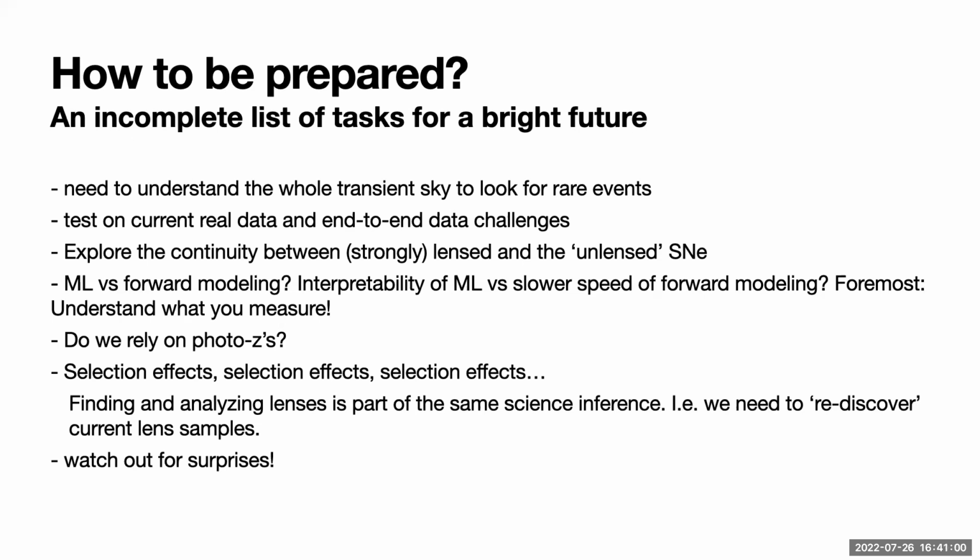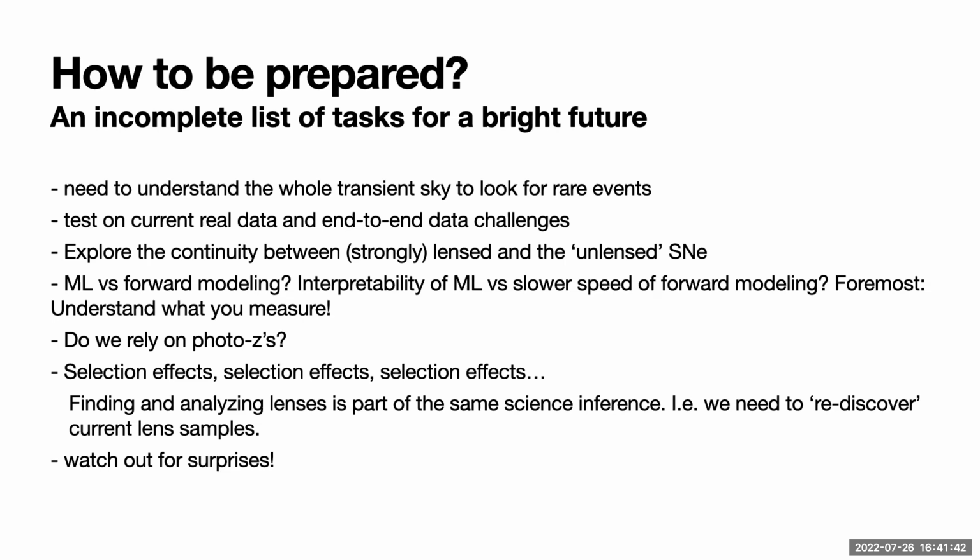Test on current real data and end-to-end data challenges. Current real data, and we have seen from Jimena and from others, is really a test bed for how realistic are we doing our analysis and search. And exploring the continuity between strongly lensed and the unlensed supernova. So the strong lensing is just, quote unquote, the extreme selection effect in a population distribution. So all the supernovas are lensed. Mostly that are local, not very much, but somewhere we meet halfway in between where we want to care for it. Is it a signal or is it noise?